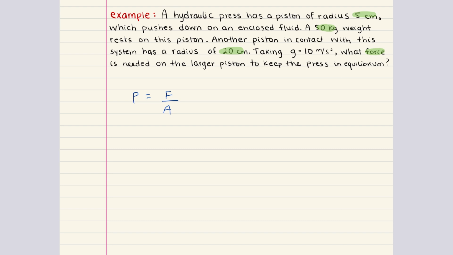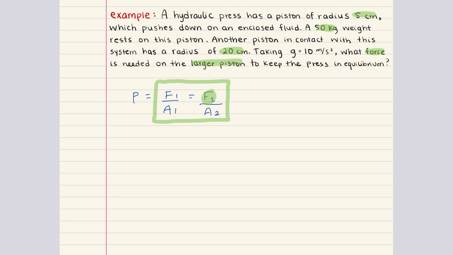This states that the force of piston 1 divided by the area of piston 1 is equal to the force of piston 2 divided by the area of piston 2. And it's this equation right here that we're going to be using to solve for what force is needed on the larger piston to keep the press in equilibrium. We are solving for F2.